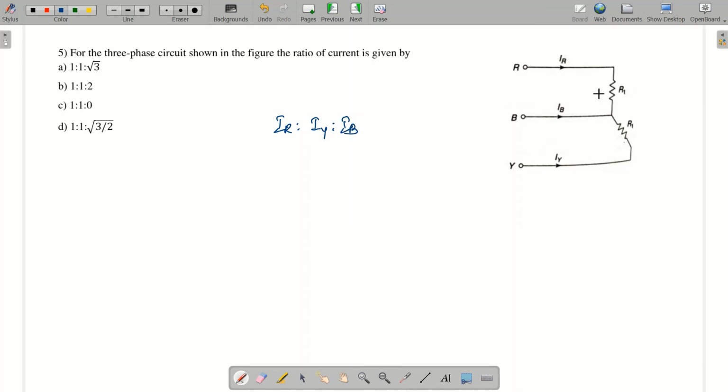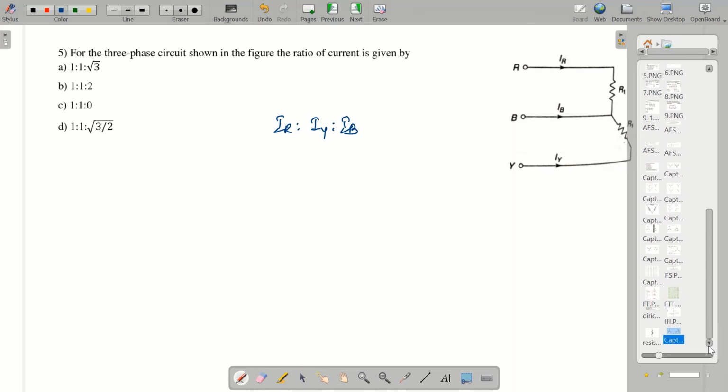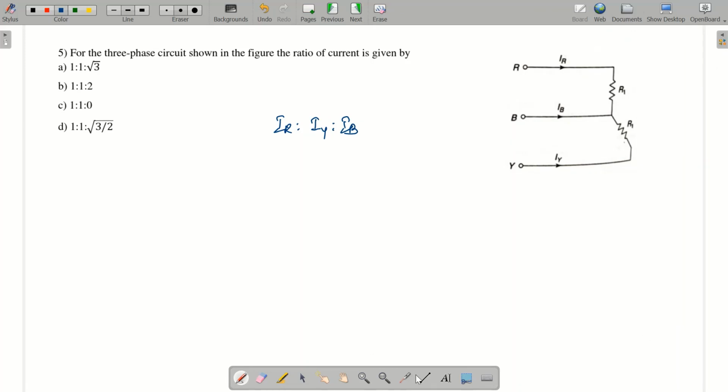So first find out the value, the resistors are equal. So first find out the value of IR and IY. Then what will be IB? IB equal to minus IR minus IY. So what is IR? How is the load connected? See here.